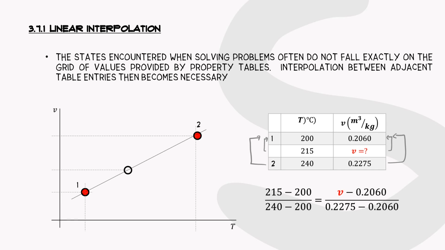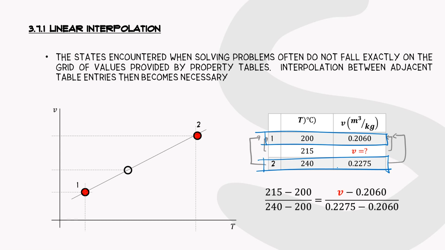Okay, so now that we have seen the property tables, we have seen that the values are at some intervals. But sometimes when we're doing the problems, we can encounter that the values we are finding do not actually fall on the grid values, but rather somewhere in between. For example, we have this table with values at 0.1 and 0.2.